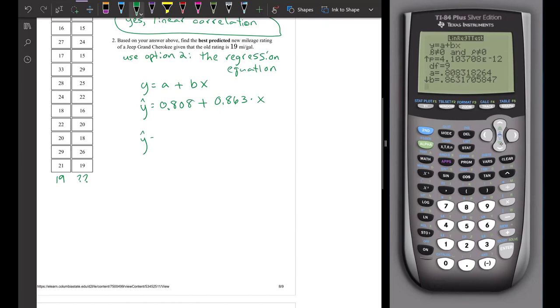since we're using the regression equation, we're going to sub in 19 for that x spot and figure out what this is going to simplify down to right here. So you're basically plugging in the 19 where the x is. And you can use your calculator to do this.